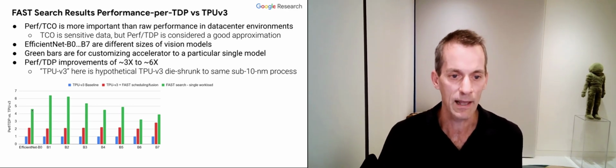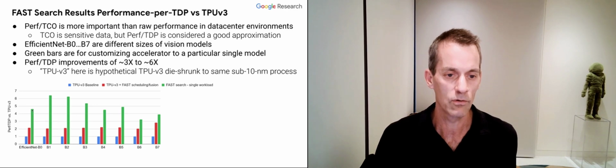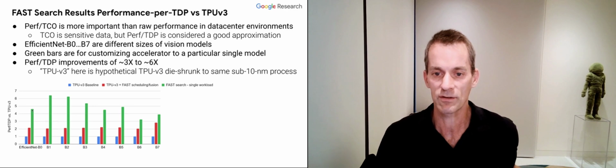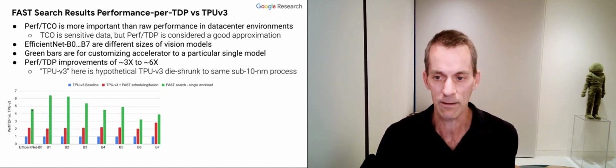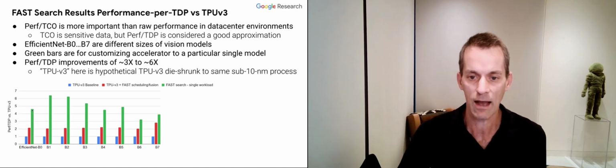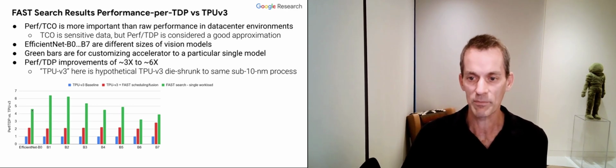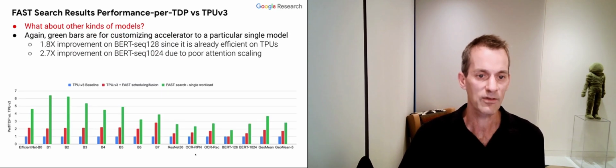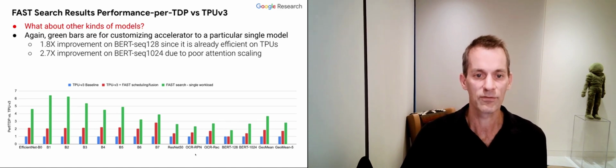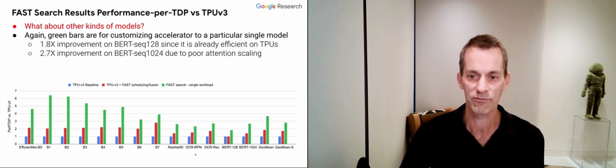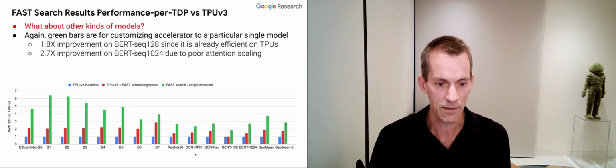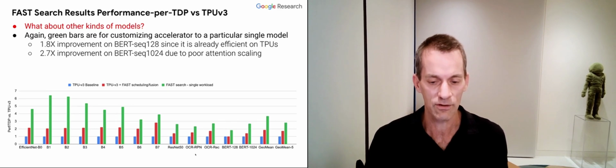And so you typically get a perf per total power, TDP is total power, improvement of 3 to 6x over the baseline TPU v3. And TPU v3 here, I should point out, is a hypothetical TPU v3 that's been die shrunk to the same sub 10 nanometer process. And in this case, the 7 different models are all fairly similar. They're EfficientNet sizes B0 through B7, which are different sizes of computer vision models. But it's interesting that custom designing them for particular sizes actually is pretty effective.